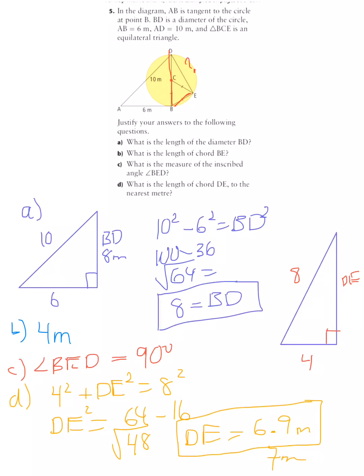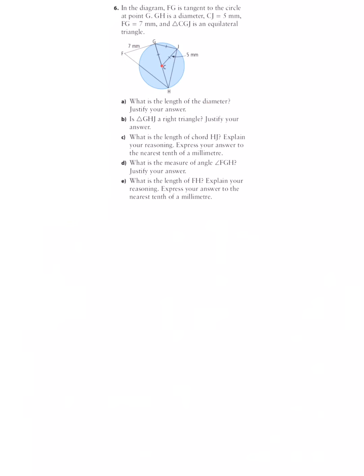So basically anytime we see that there was 90 degrees, we had to solve something. Otherwise, just kind of playing around with angles.